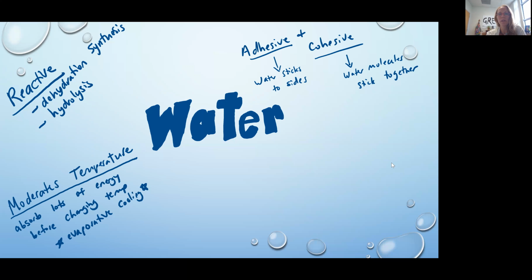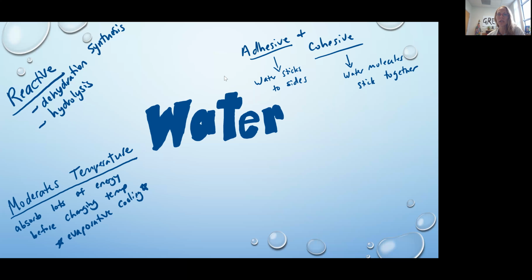Then we have this property of water molecules as being both adhesive and cohesive. All of this ties into water's polarity and those hydrogen bonds that are forming. The adhesive property is water sticking to the sides of its containers, and the cohesive property is water molecules sticking to each other. You might have observed this if you've ever filled a glass of water kind of overflowing, but it's not actually overflowing. You get that little bubble. That's because those water molecules are sticking to each other and also to the sides of the glass, but you can disrupt that if you keep adding water to that glass.